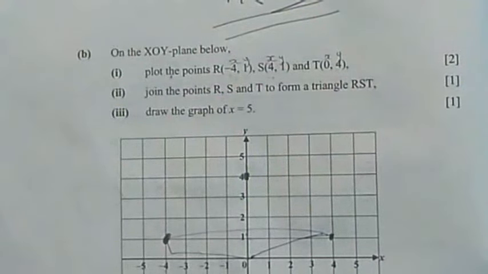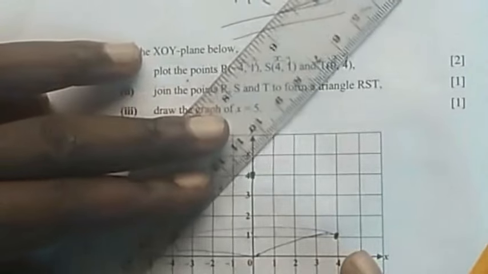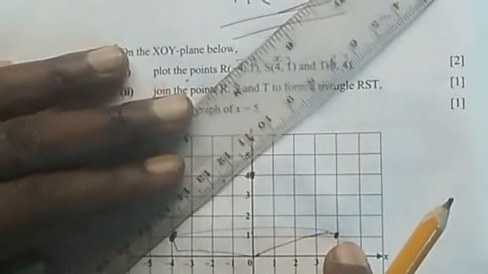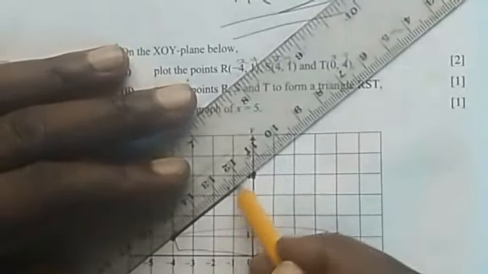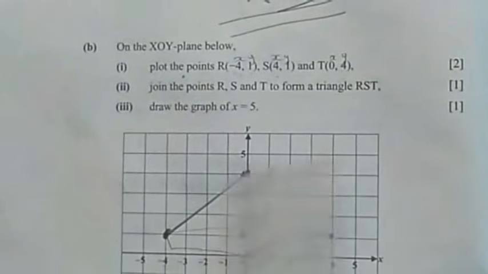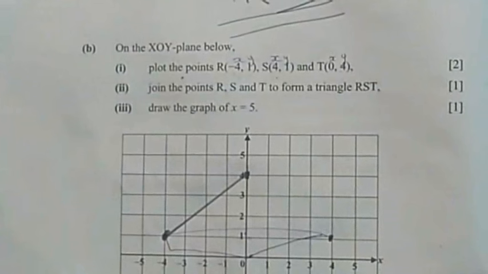Okay, now I've gotten the ruler. What I need to do is just to join these lines. So I'm going to put the ruler like this. I'm sure it's visible enough for you. So this is how it should be. So I'm going to join these lines. Okay, and I'm also going to join these lines because question 2 is saying join the points R, S, T.